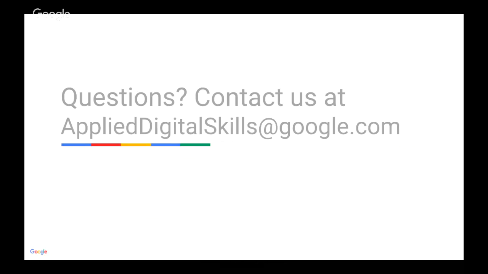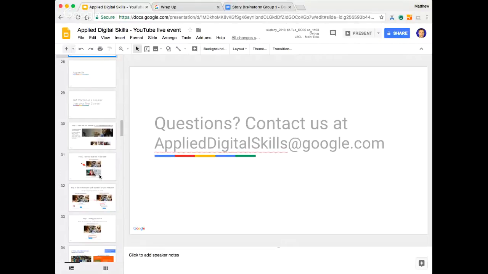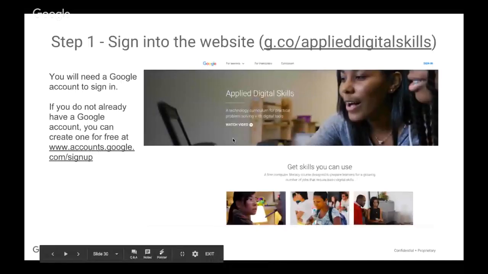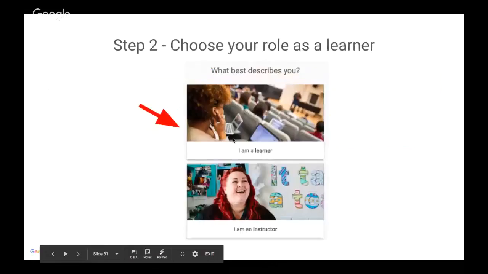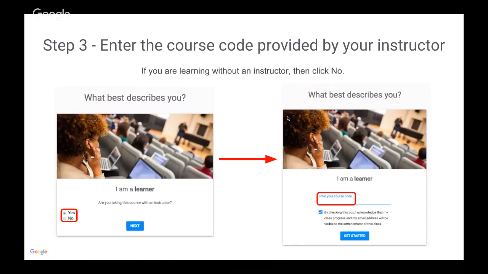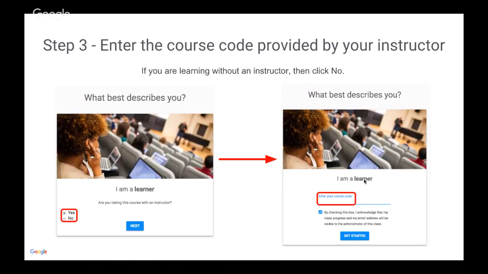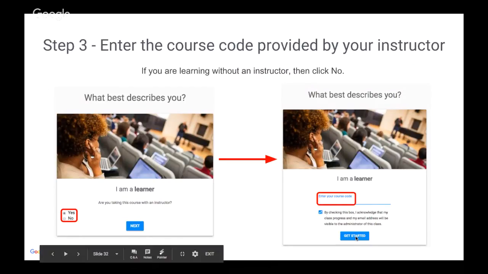And actually, I'm sorry, I do have a section on how students sign in. Great, so when students sign in, it is a similar experience. Your students will go to g.co/applied-digital-skills. They will select that they are a learner, and they'll select that they're taking this course with an instructor because you're their teacher. Then they'll enter that class code under the I am a learner box, and they'll click get started.